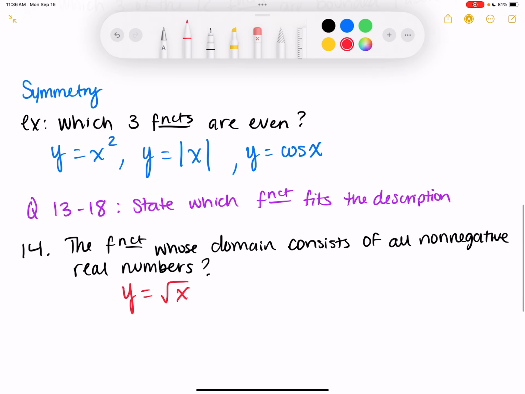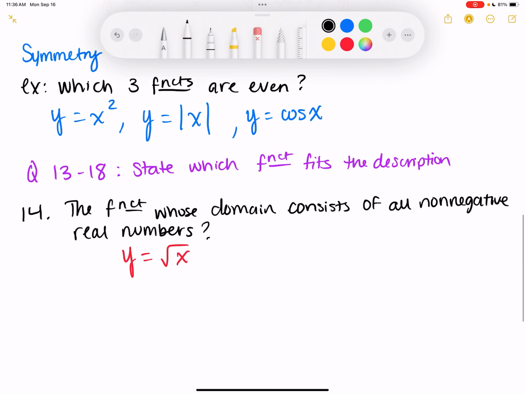And so what you'll notice is some of these will just have one answer and some of them will have like 5. So just make sure you pay attention to what it's asking for. And sometimes, like on a quiz or a test, there may be 5 that fit and I just tell you to give me 2 of them. So just be aware of that. 16, the function that is not a continuous function.